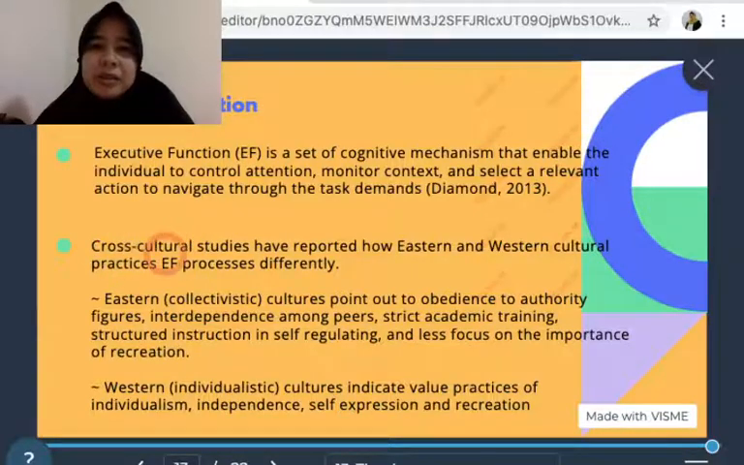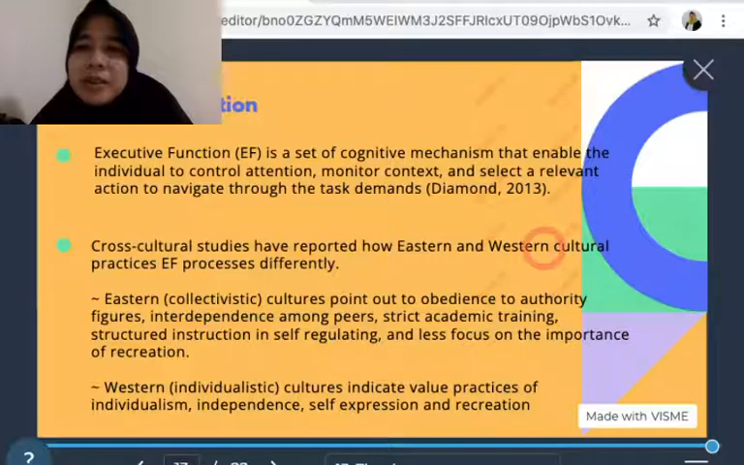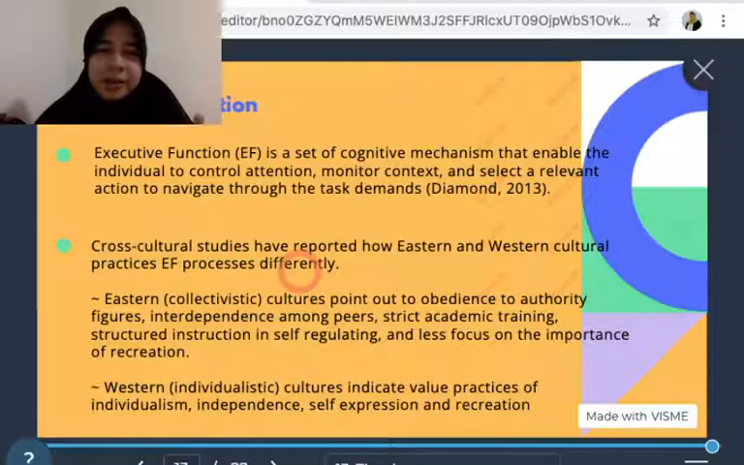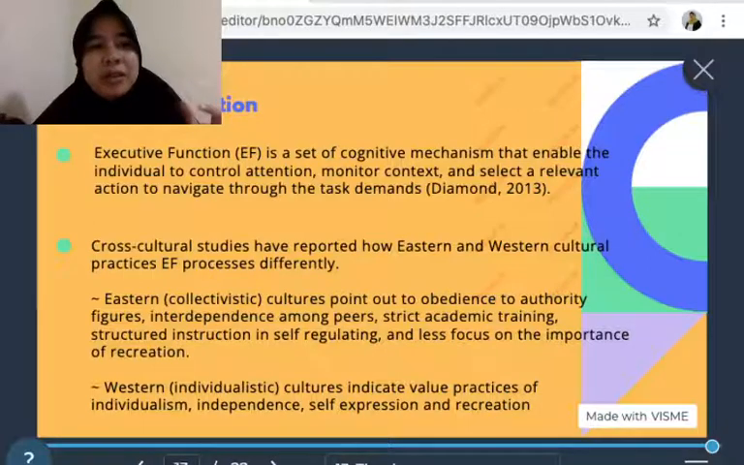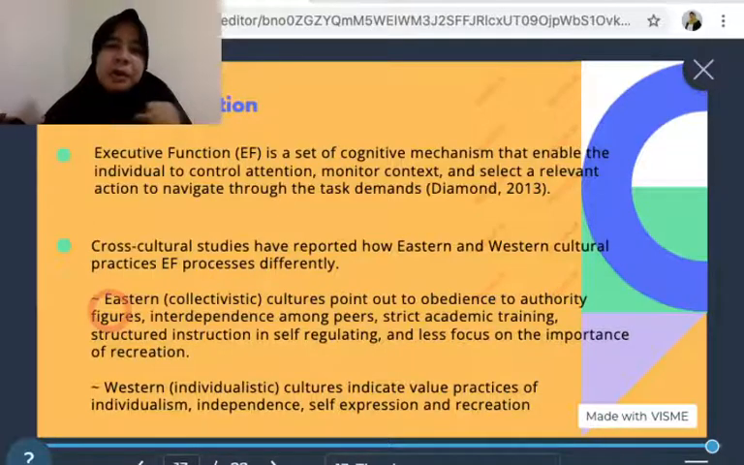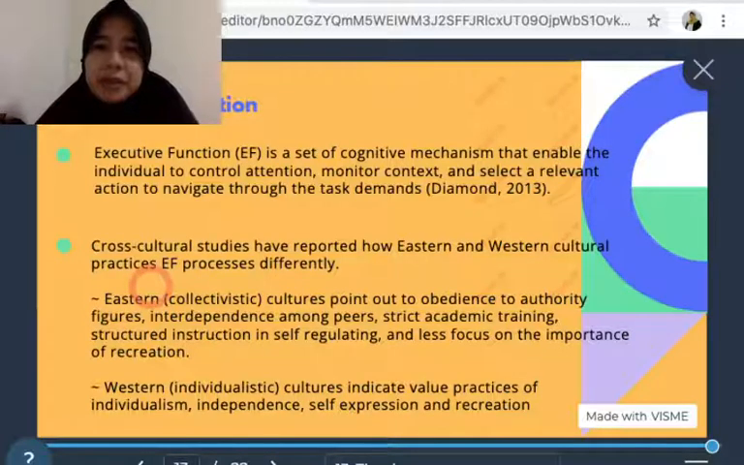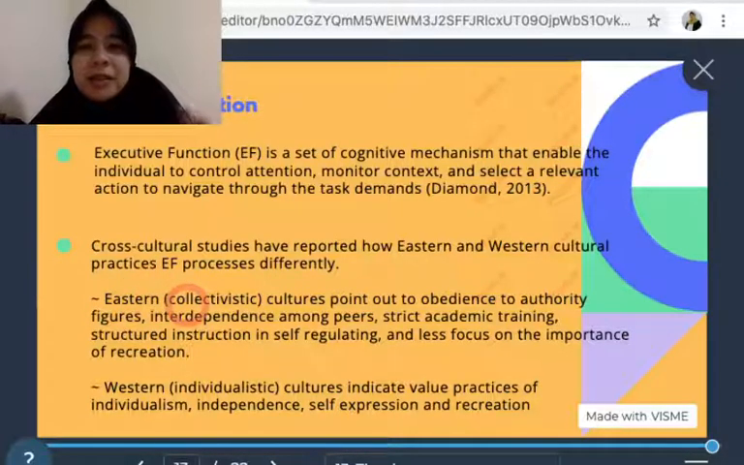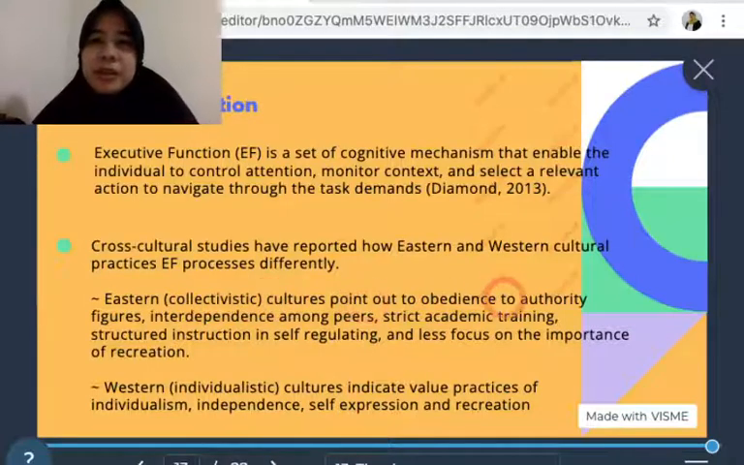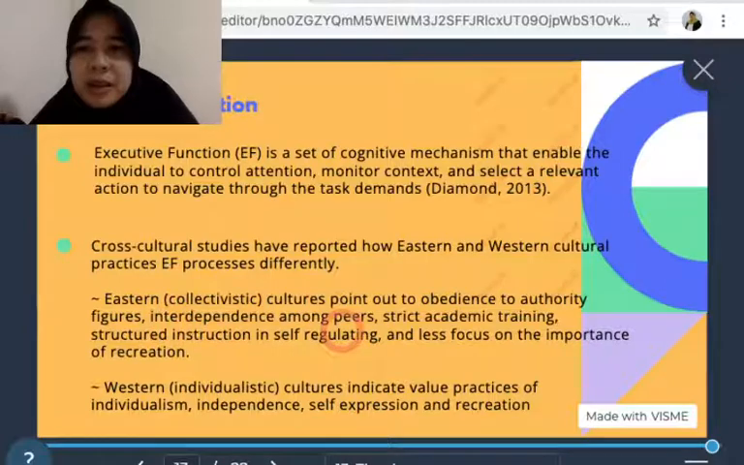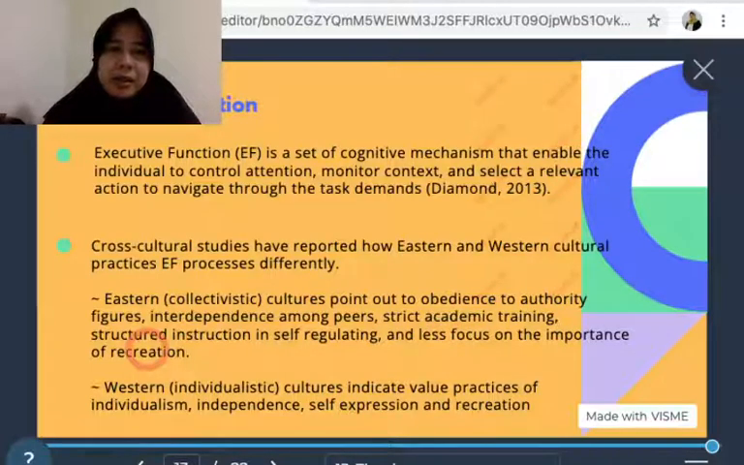Then next, cross-cultural studies have reported how Eastern and Western cultural practices shape EF processes differently. Eastern and Western here is not only about countries or demographic issues, but also about the cultures. From the point of view of the authors, the Eastern is called collectivistic or collectivism culture. It points to obedience to authority figures, interdependence among peers, strict academic training, structured instruction in self-regulation, and less focus on the importance of recreation. This is a very significant focus in Eastern cultures.